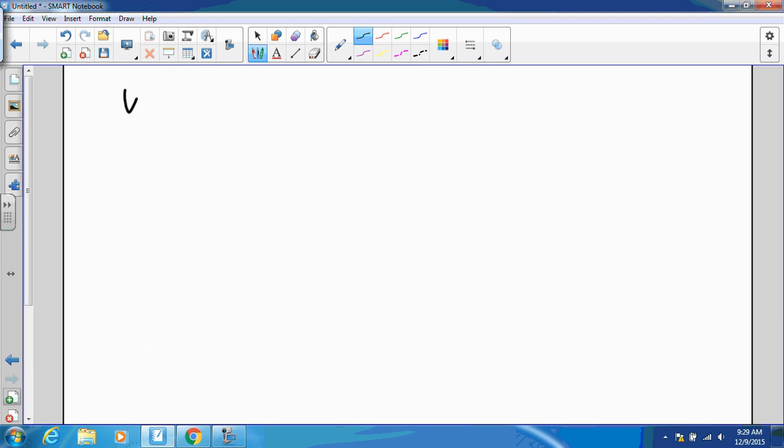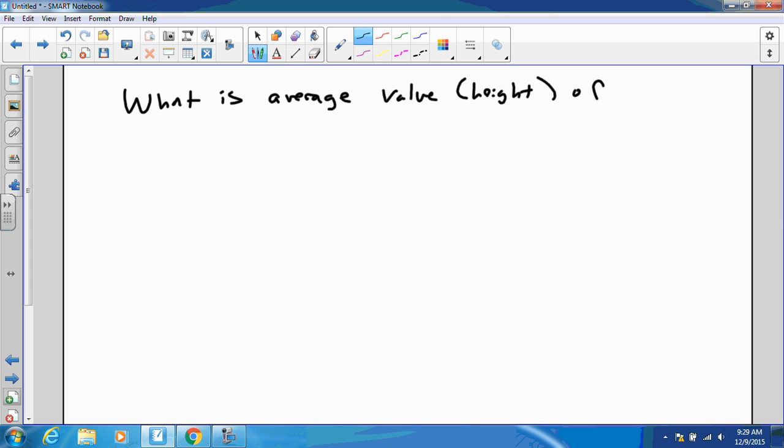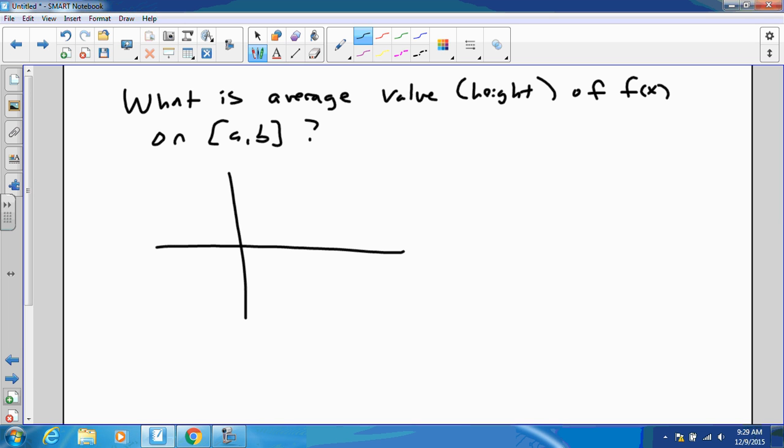We want to ask this question. What is the average value or height of f of x on the interval a to b? What is the average value of f of x on the interval a to b? And the picture that we're going for is I've got a function f of x and I've got an interval a to b. And what I'd like to do is to find the average of all these heights right here.